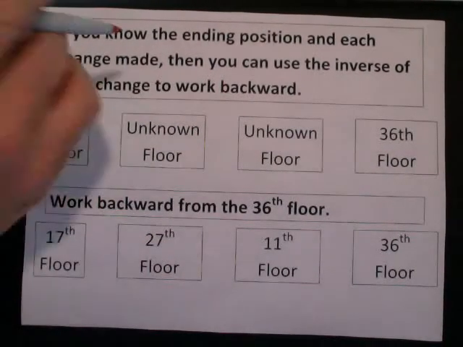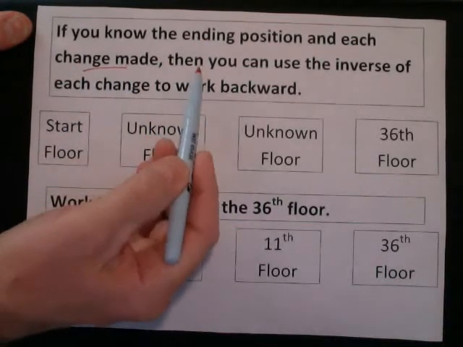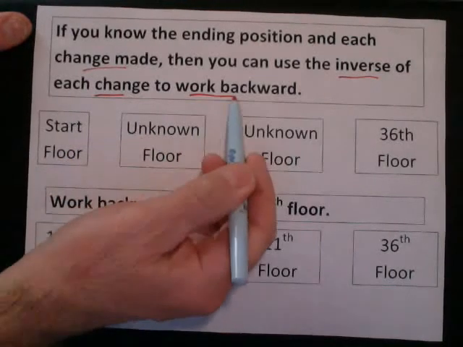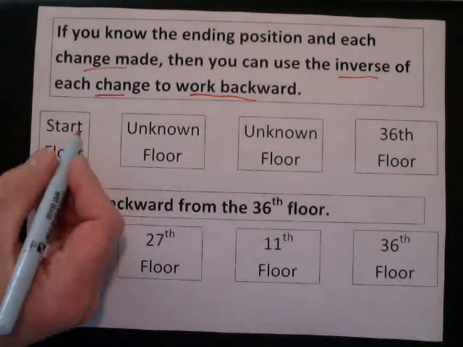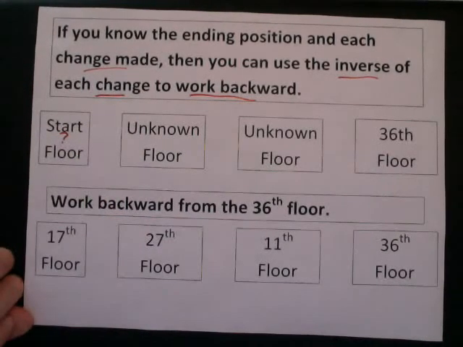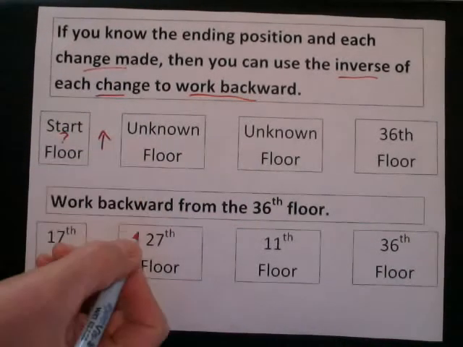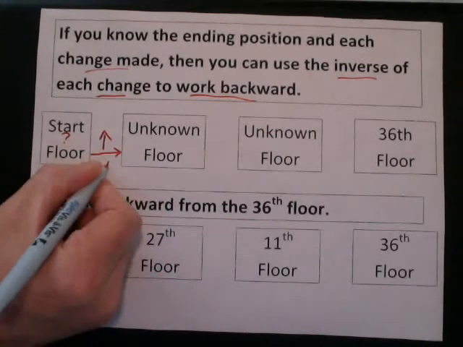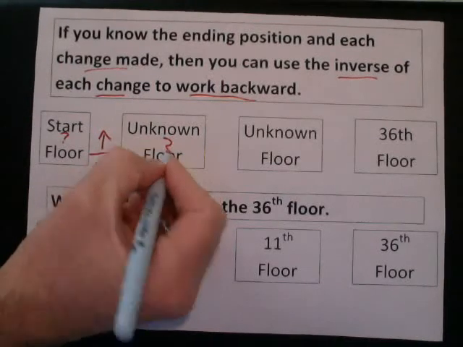Now, if you know the ending position and each change made, then you can use the inverse of each change to work backward. Okay? So, what we don't know is the starting floor. We don't know that. But what we do know is they went up from that floor to this floor 10 floors. So we know the first change was 10, which put them to this unknown floor.